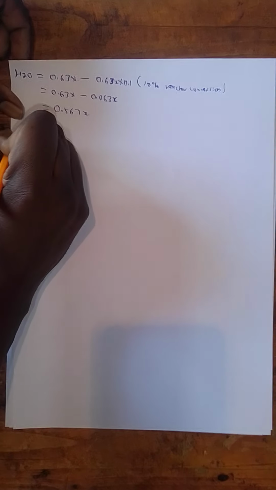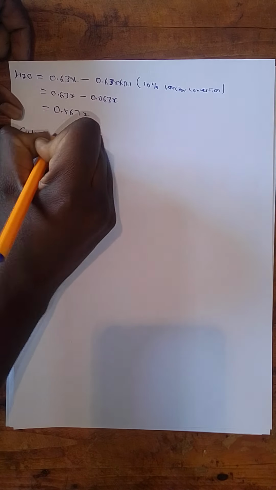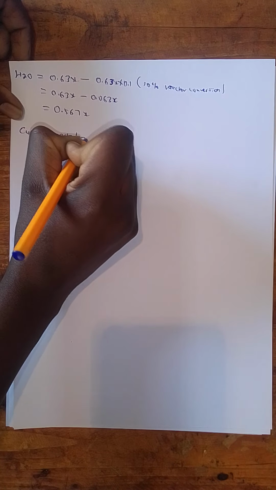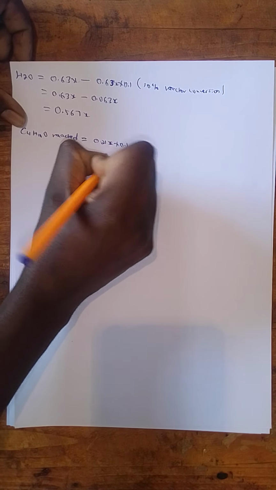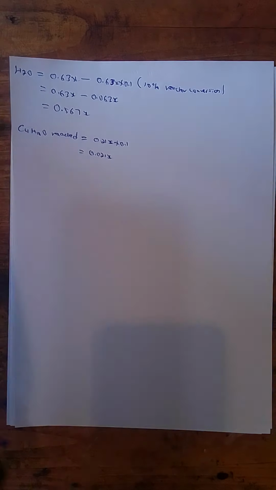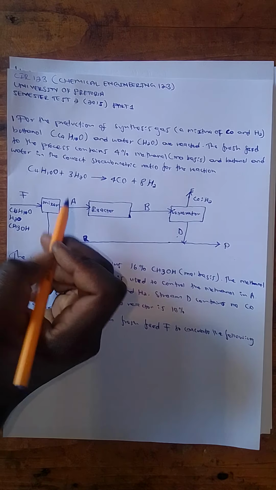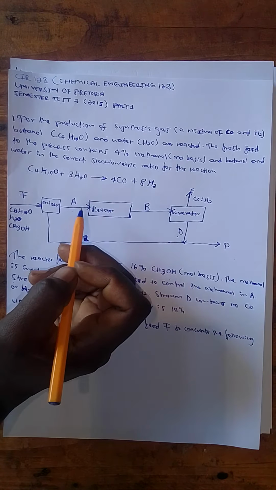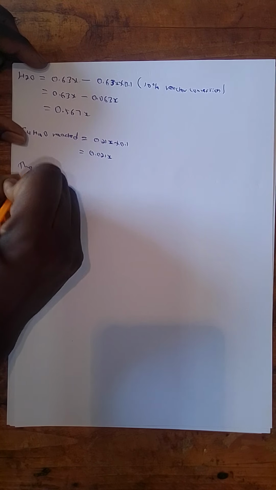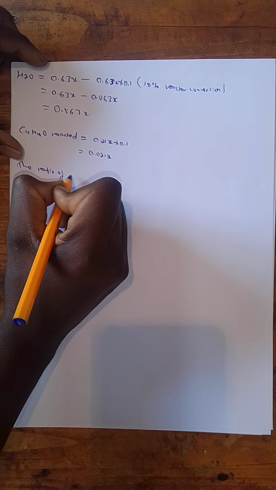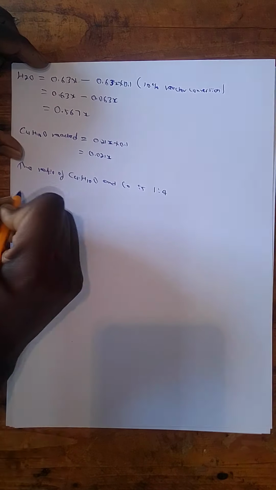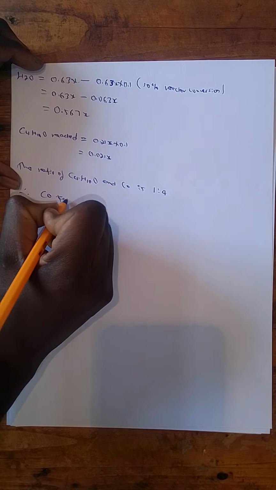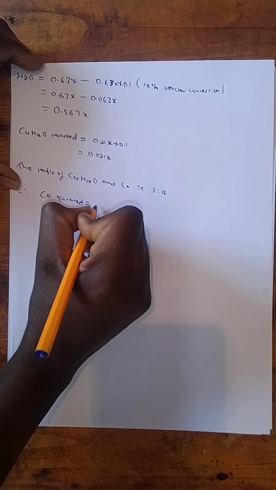And let me just write here that butanol, C4H10O, reacted, right, is equal to how much? 0.21x multiplied by 0.1 is equal to 0.021x. So this is the butanol that reacted, right? And according to the equation, the ratio of butanol and CO is 1:4. So if I know how much butanol reacted, I can then calculate how much CO formed. So let me just write here that the ratio of C4H10O and CO is 1:4. Therefore, CO formed is equal to what is reacted, which is 0.021x multiplied by 4, right?